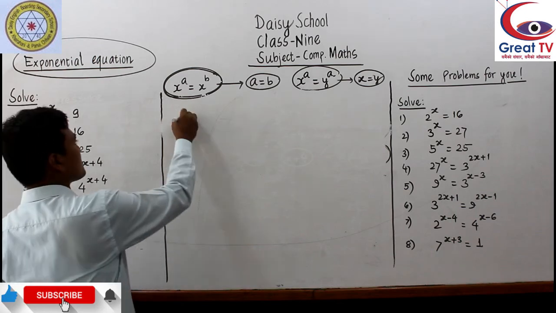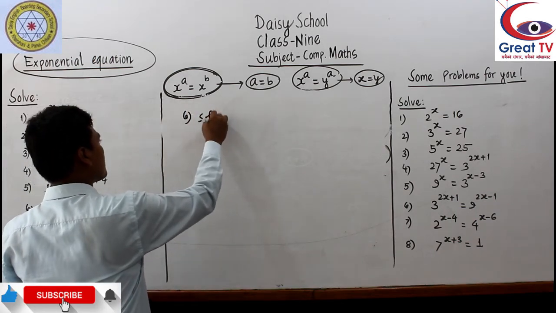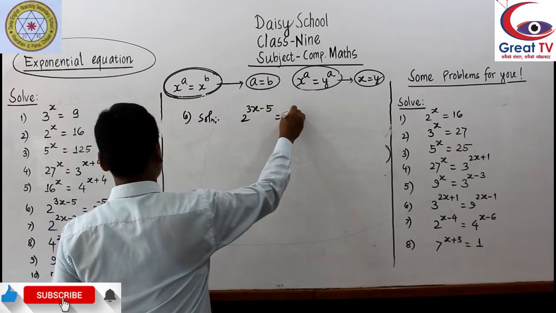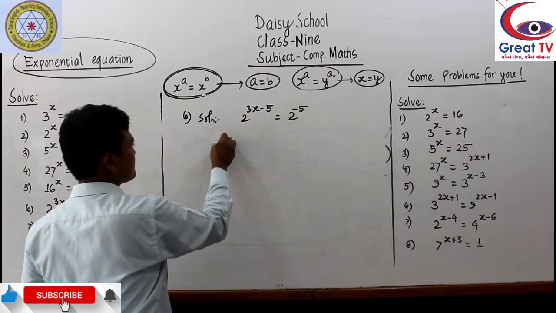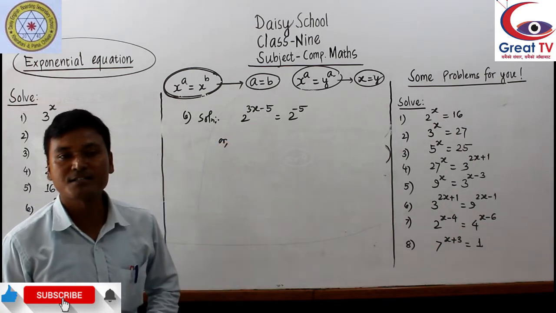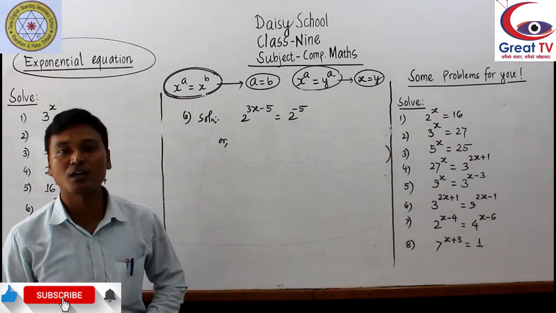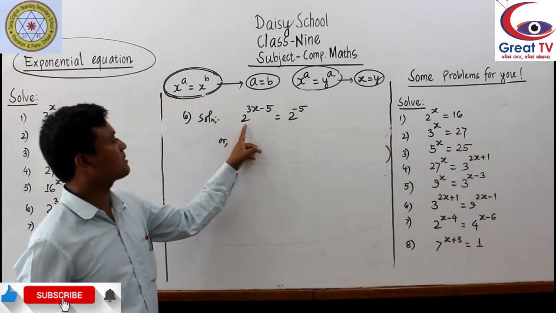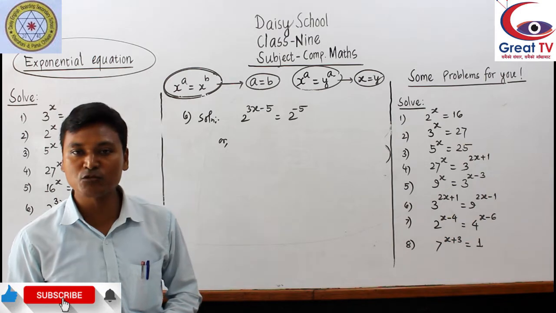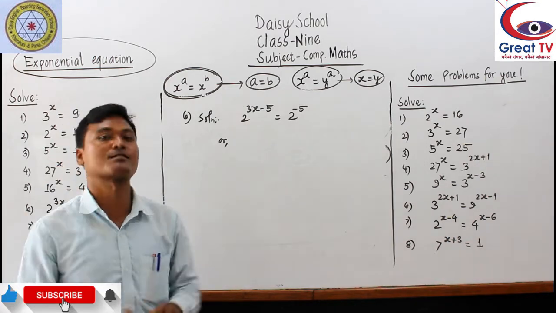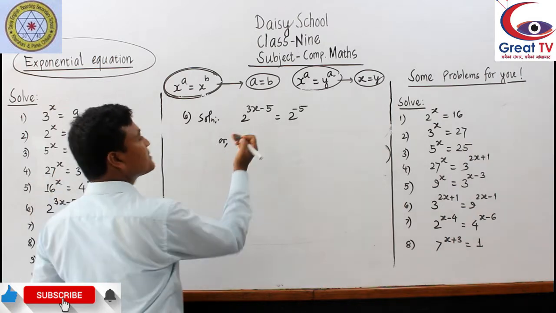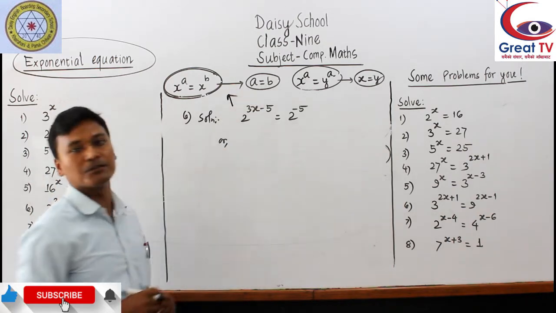Okay, if you do the next question, similar to this: 2 to the power 3x minus 5 equals 2 to the power minus 5. Now this is easier than the problems we have already taught, because check the base on the left, 2, and the base on the right side, 2. Are the bases the same? Yes. Can we use the main concept directly? Yes. So the bases are the same.